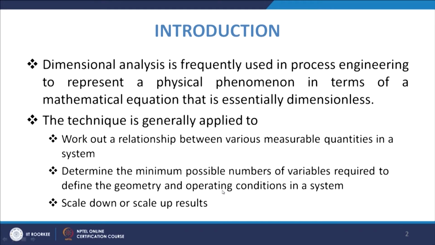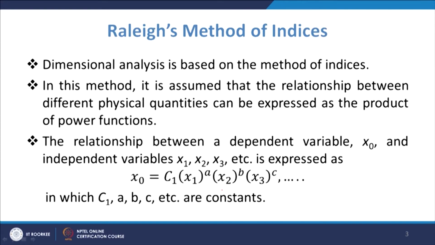The first method used for such an approach is Rayleigh's method of indices. In this case, the dimensional analysis is based on the method of indices, so the relationship between different physical quantities can be expressed as a product of power functions. Suppose x naught is a dependent variable, expressed as C1 times x1 raised to the power a, x2 raised to the power b, and x3 raised to the power c, and so on.